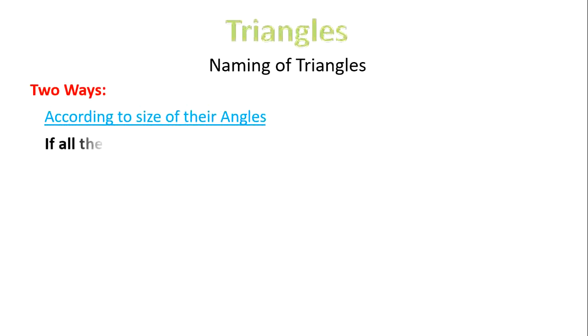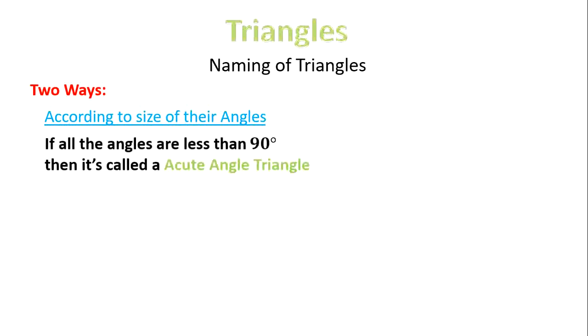So my first type of triangle, if all the angles are less than 90, if each one is less than 90, just like this triangle on the right hand side, it's called an acute angle triangle. None of those angles on the inside of that triangle are above 90.